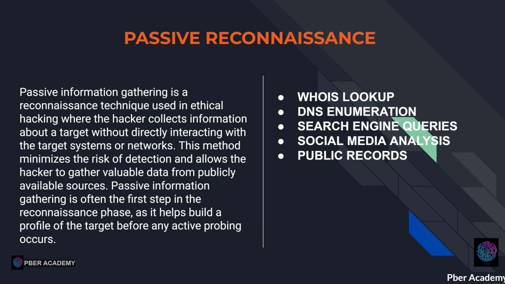Considerations for passive information gathering. Passive information gathering typically involves collecting publicly available information, which is generally legal. However, it is essential to ensure compliance with the relevant laws and regulations. Risk of detection: since passive techniques do not involve direct interaction with the target, the risk of detection is minimal compared to active information gathering. Data validation: information gathered passively should be validated and corroborated with other sources to ensure accuracy, right?